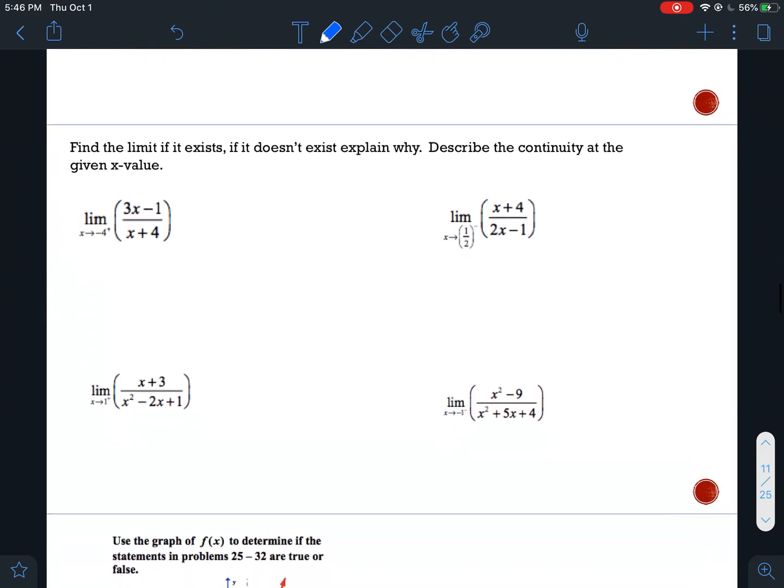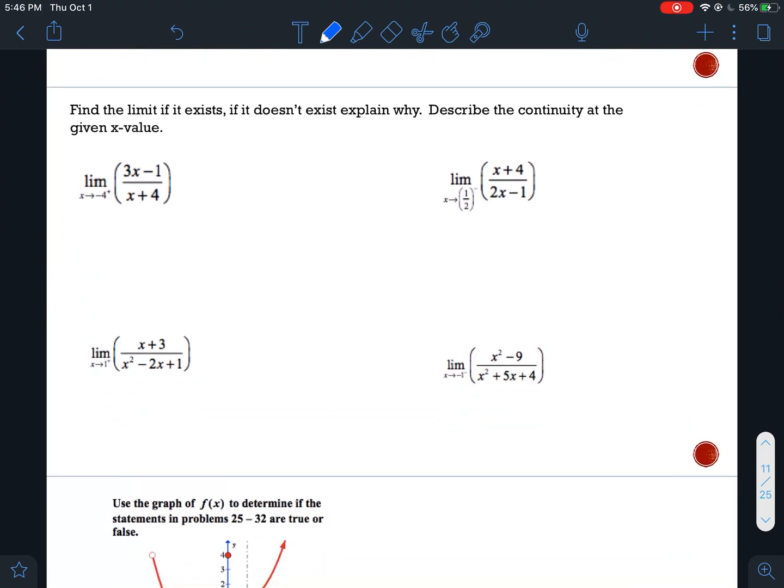All right, so let's look at some without a graph. So let's talk about the continuity of each of these based on the given x value. So what's happening as I'm going to negative 4 from the right? Remember, the first step on any limit problem is plug in. So if I plug in negative 4, I would get negative 13 over 0. Well, that's sad because I can't tell what's happening. But notice, if I plug in negative 4, that means that I'm going to have a vertical asymptote on the graph at negative 4. So this is a rational function, and it has a vertical asymptote at negative 4.